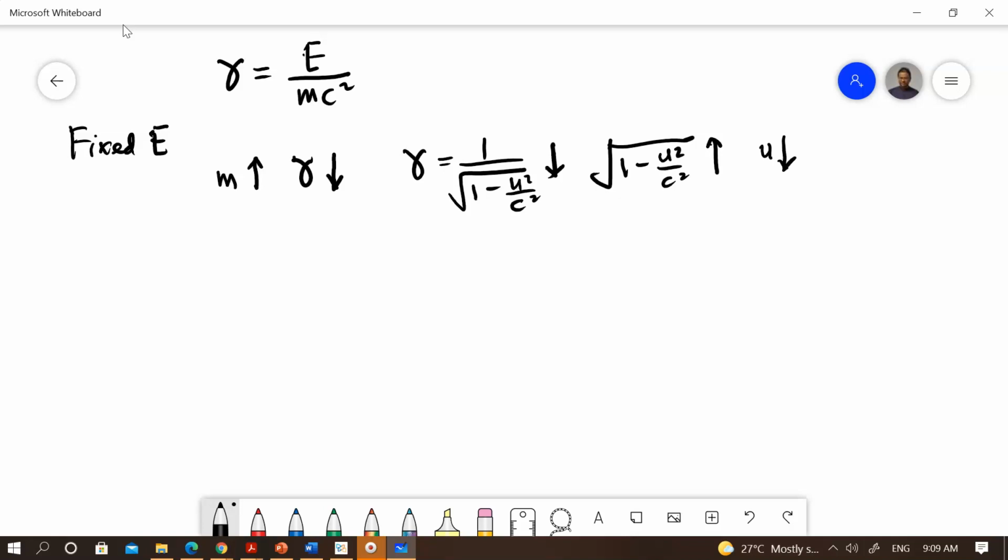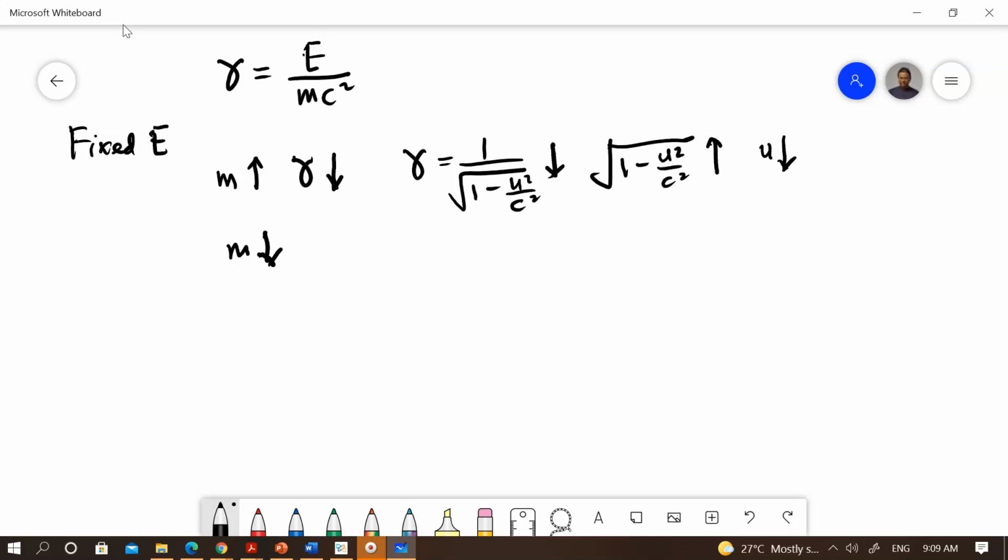So what does that say? If you increase the mass of the particle, then you'll find it difficult to make your particle move faster. Okay, so that's the essential idea. We will do a summary after this.